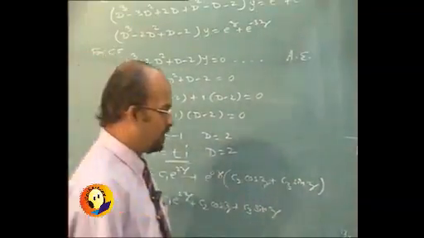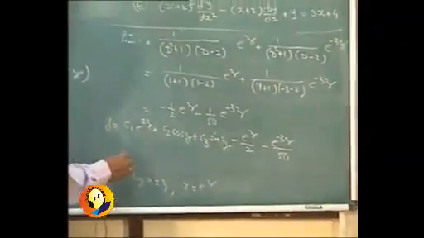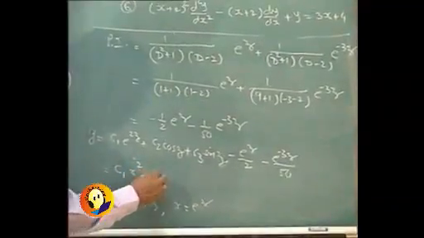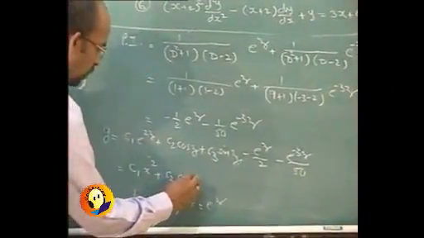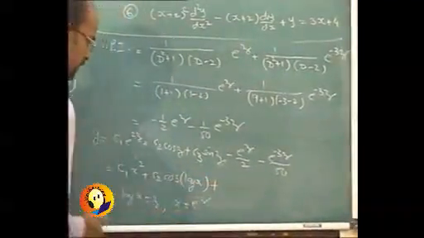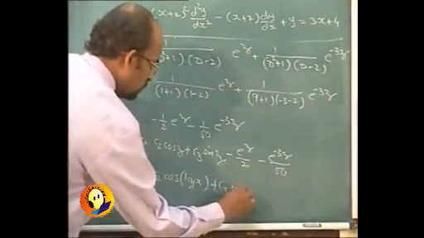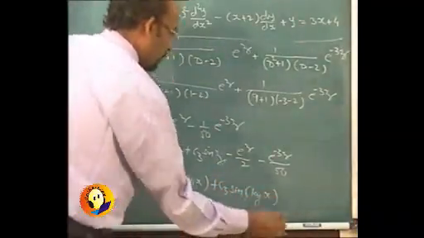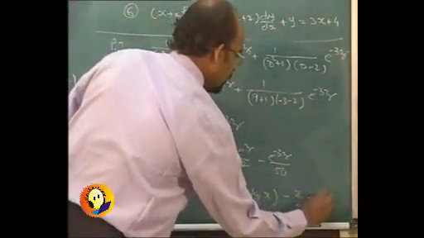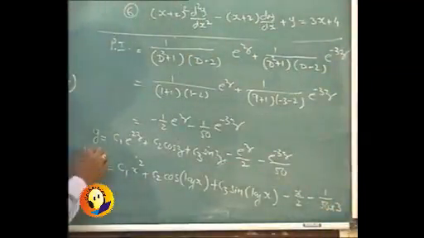And that's why when we substitute log x equal to z or x equal to e raised to z, the final answer comes out to be C1 x square plus C2 cos of log x plus C3 sin of log x minus x by 2 minus 1 upon 50 x cube. That will be the required answer.